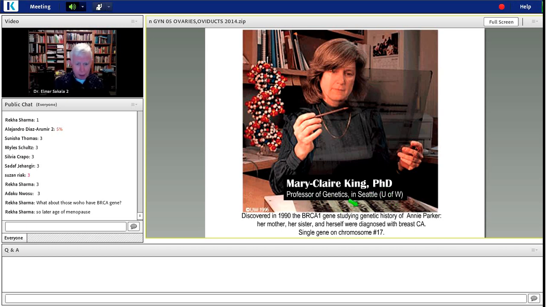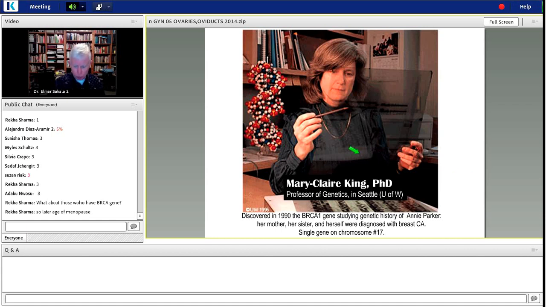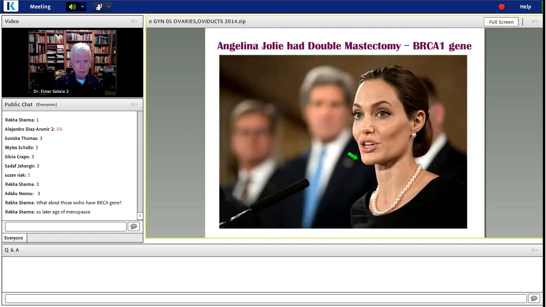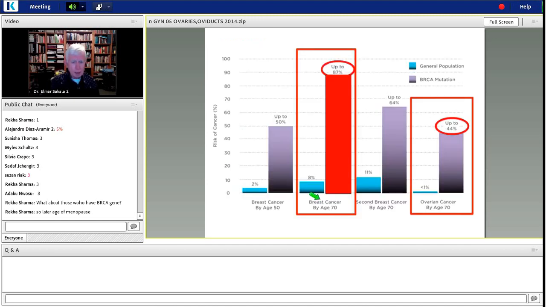This is Mary Claire King. This is a PhD professor of genetics at the University of Washington in Seattle, who in 1990 discovered the BRCA gene. And she was studying a woman by the name of Annie Parker, whose mother and sister were diagnosed with breast cancer. This is a movie made, Decoding Annie Parker. Helen Hunt was playing the role of Mary Claire King. This BRCA gene, Angelina Jolie had a double mastectomy because she was concerned about breast cancer, even though at this point she didn't have it. She had a double mastectomy.